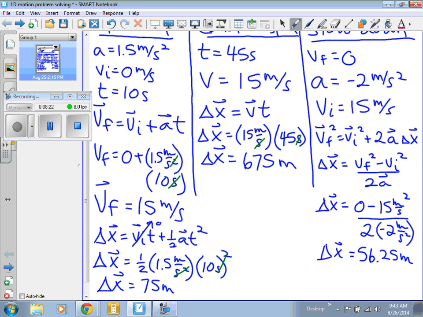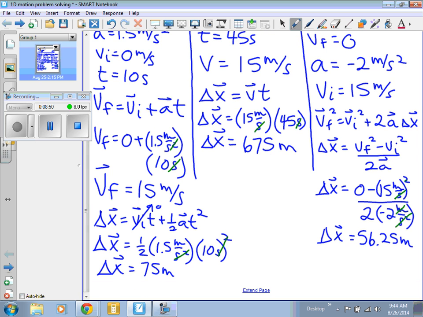Just to double check our units here, we have meters per second squared. That whole thing is squared. So you get meters squared over seconds squared. And then on the bottom, you have meters over seconds squared. So your seconds squared cancel, and then one of your meters cancels. So you're left with just meters on the top.